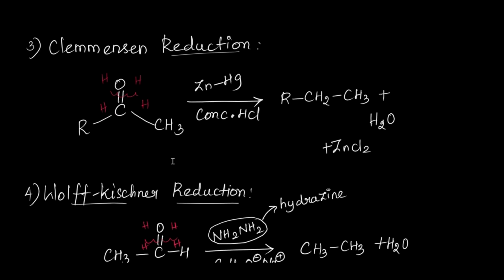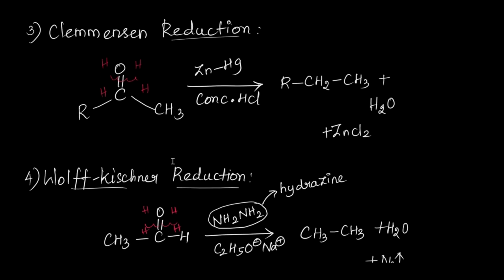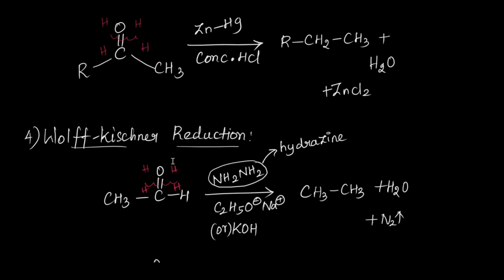Then Clemmensen reduction. Clemmensen and Wolff-Kishner are like twins, but the only difference is the reagent. Clemmensen reaction happens in acid medium and Wolff-Kishner happens in basic medium. But the reaction is the same: the CO group will convert to a CH2 group. Clemmensen will not hold good for acid sensitive groups, and in that case you can use Wolff-Kishner, where the reagent is hydrazine with a base.